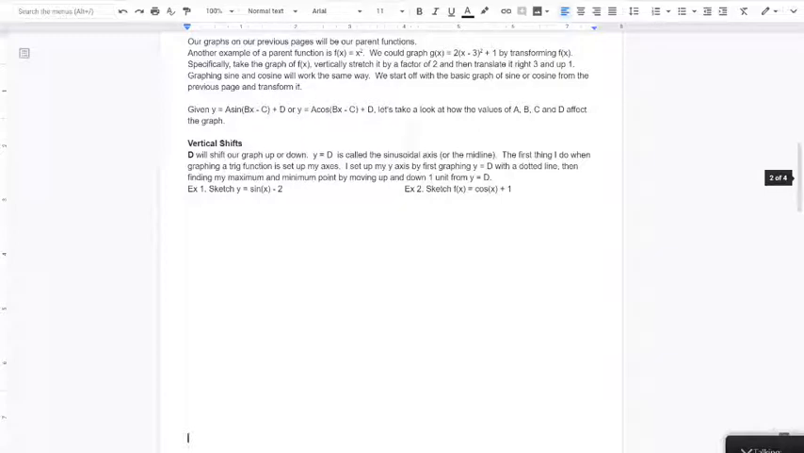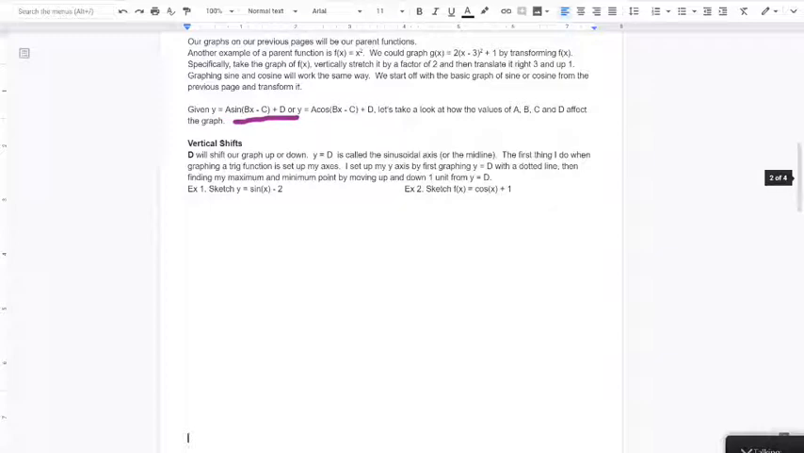So I'm going to be using these letters, A, B, C, and D, to refer to the different numbers in the sine or cosine equation. A is the number that's getting multiplied by sine or cosine. B is the number in front of x. C is what's being subtracted from bx in the parentheses. And D is what you add or subtract, D could be negative, to the entire function.